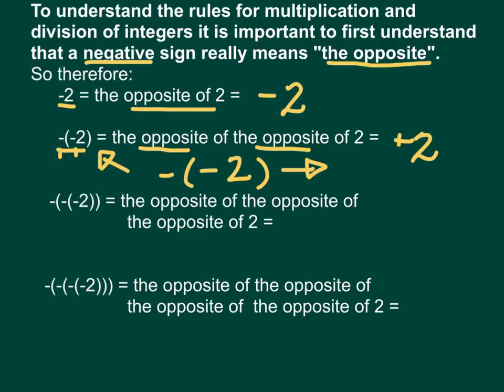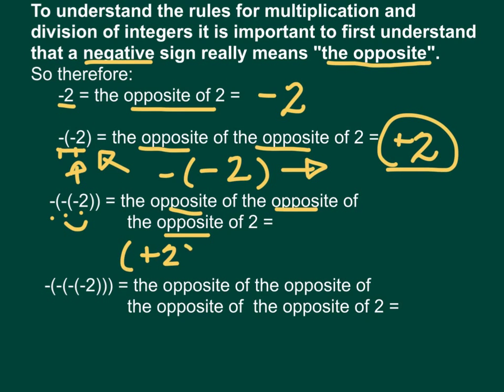We can complicate things a little bit more by having 1, 2, 3 negatives, which means we've got 3 opposites. So what's going on here? Well, we know when we had those 2 opposites, just like we did up here, that really meant positive 2. I've still got one more negative, and the opposite of positive 2, well, that's where we started, and that's equal to negative 2.